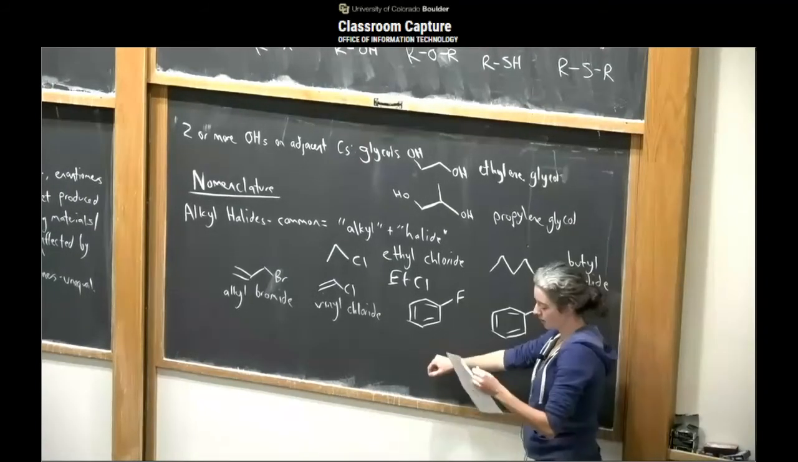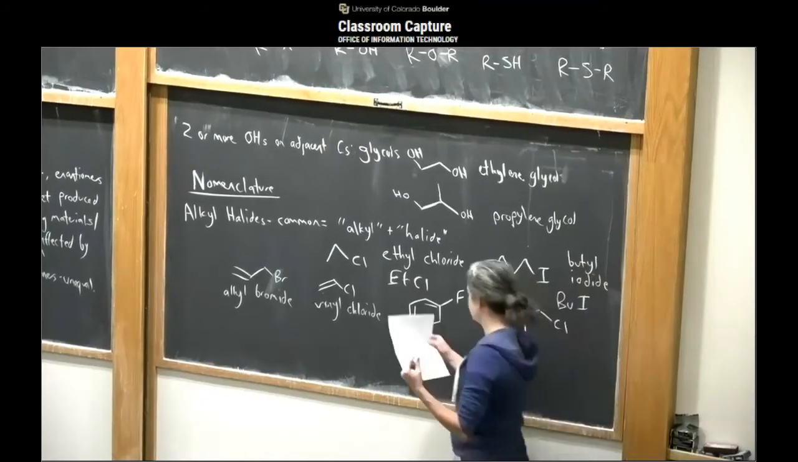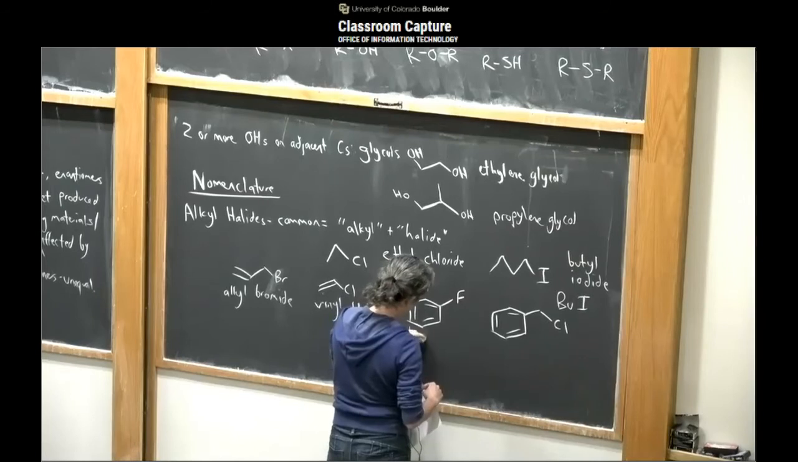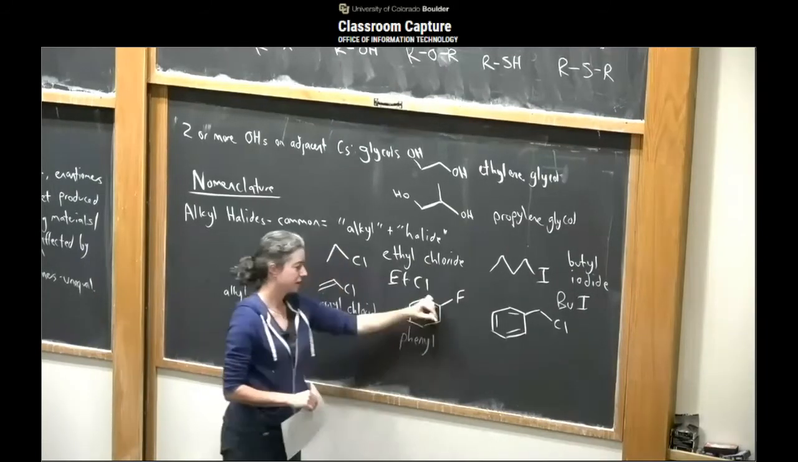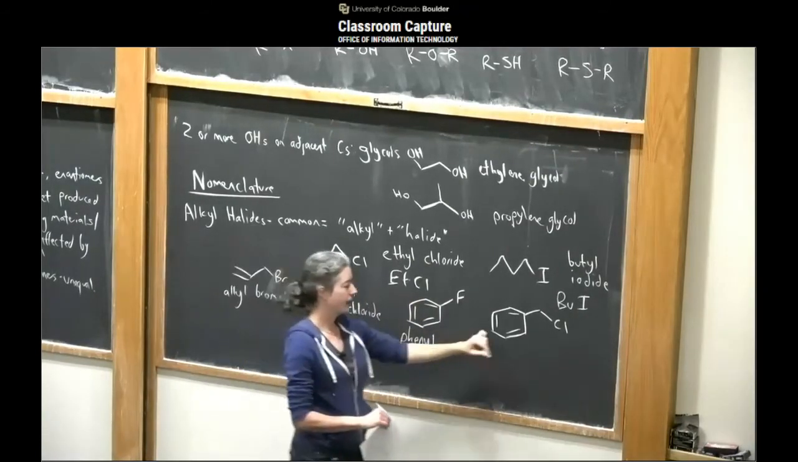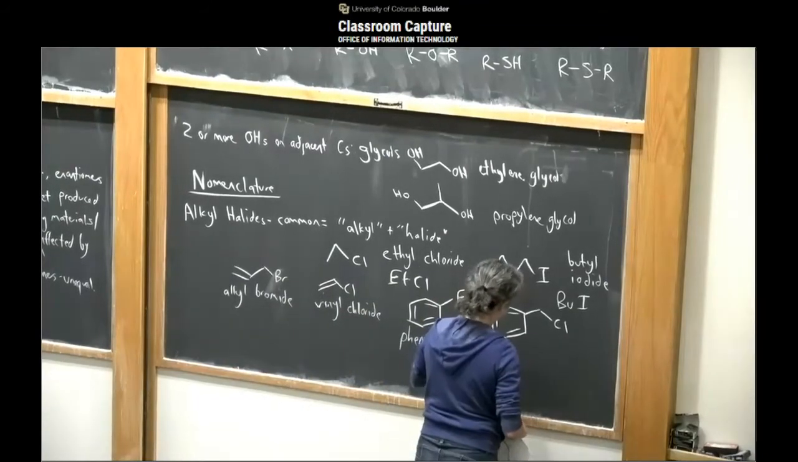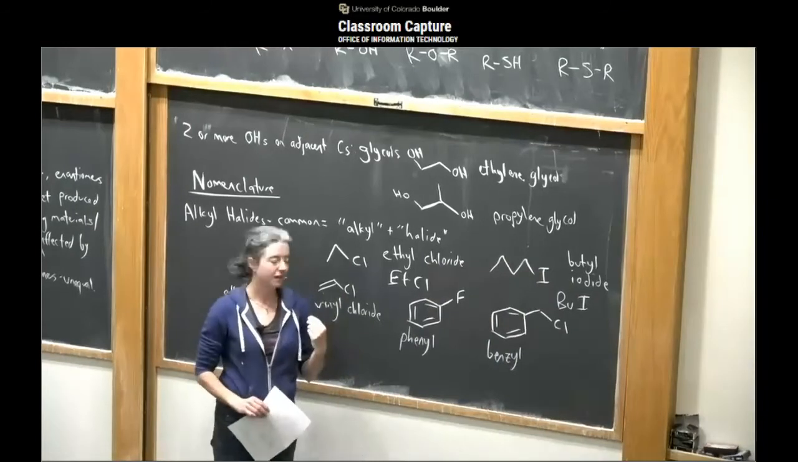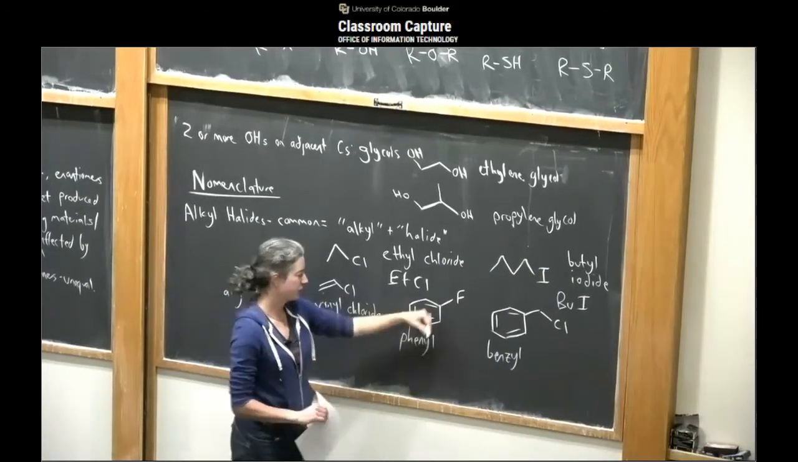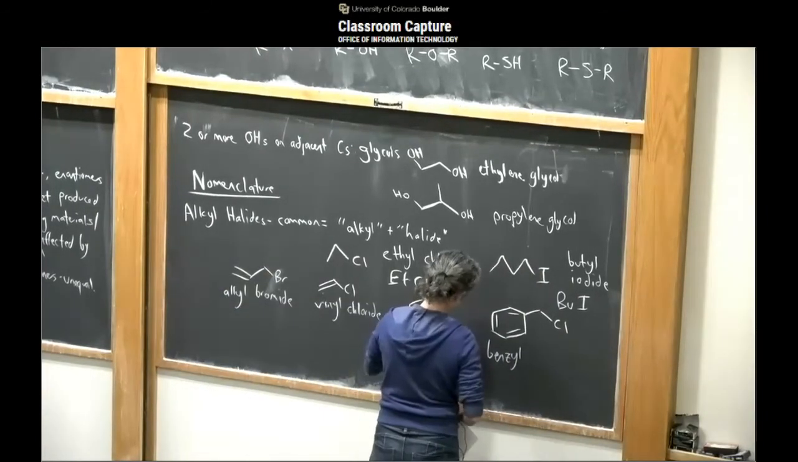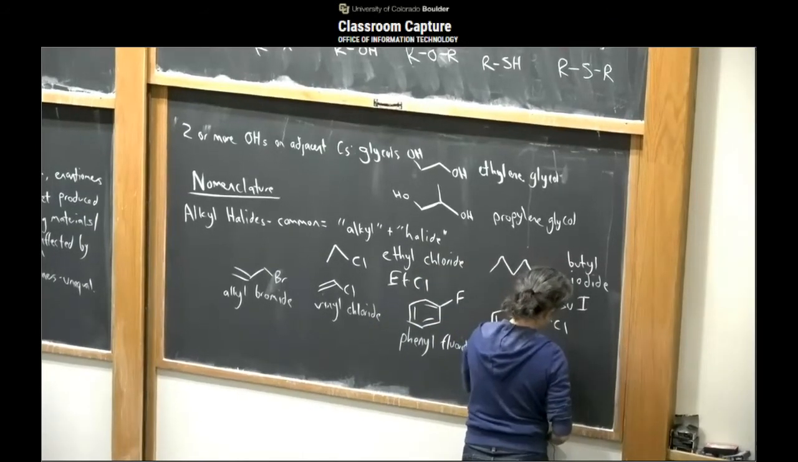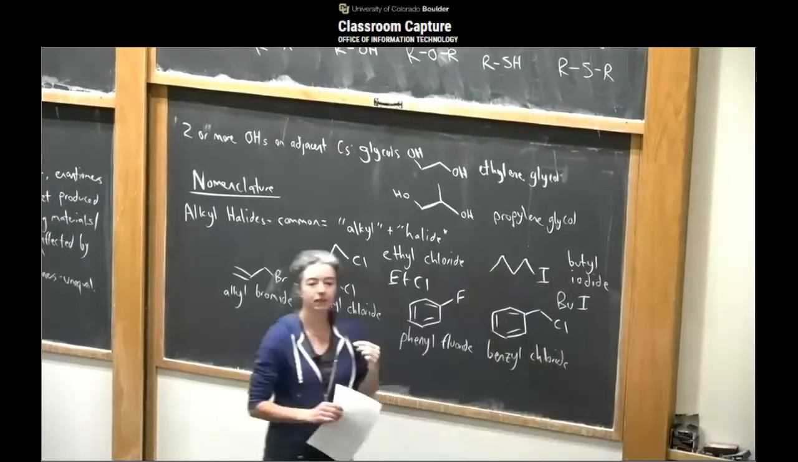All right, so due to a historical mistake, this group is called phenyl, and this group, even though it's benzene plus something else, is called benzyl. So this would be phenyl fluoride, and this would be benzyl chloride.